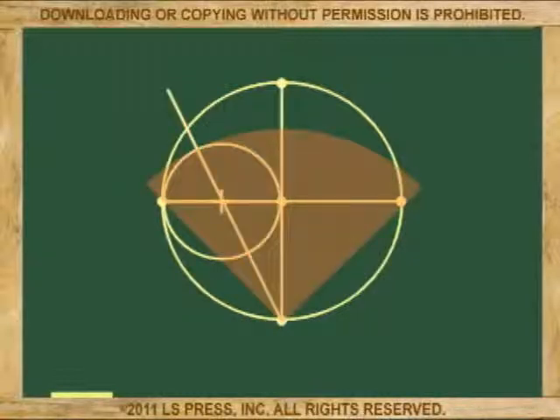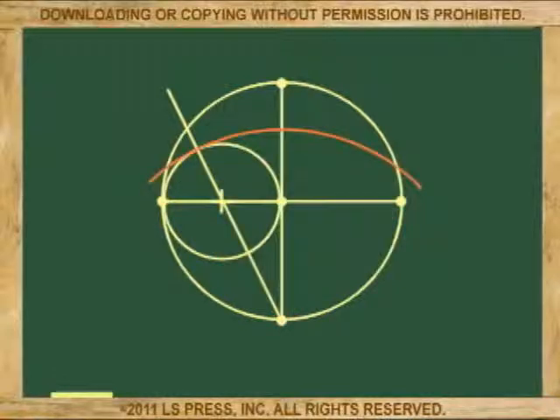Centering the compass at the lower tangential point, we draw the first arc passing through the top intersection of the small circle and the line passing through the center of the smaller circle, and a second arc passing through the bottom intersection of the small circle and the line passing through the center of the small circle.